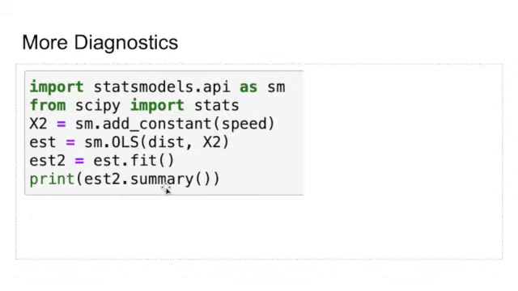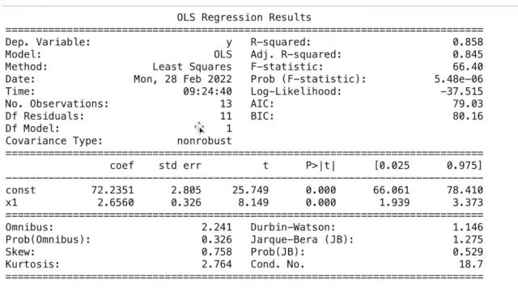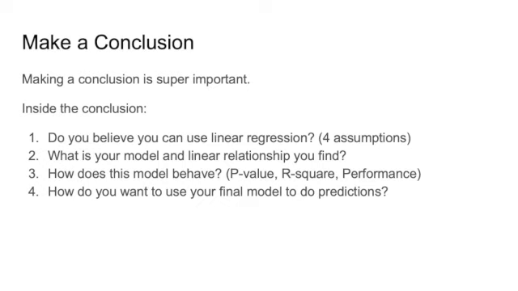By using this part of Python code, we can come up with the regression results. Here you can find the R-squared value as well as the p-value. The p-value is here, so both of them look good. Then we can make a conclusion. Making a conclusion is super important. The conclusion should include the following.